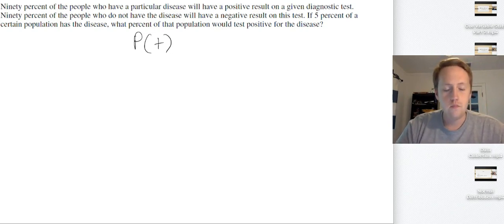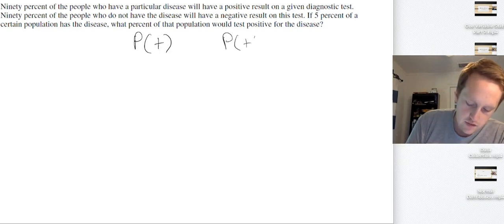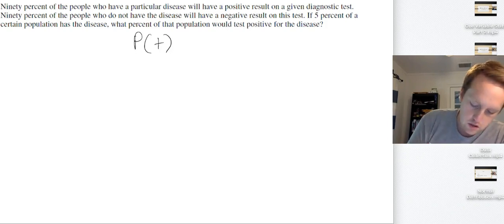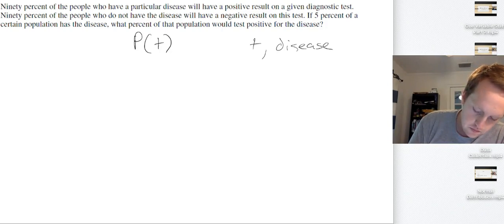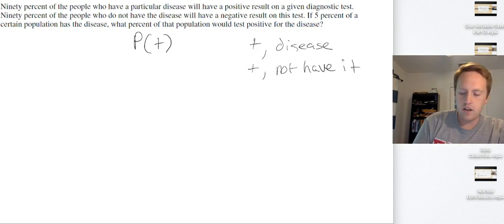Okay, well, there are two ways that you can get a positive result. You can go probability of positive given that you have a positive result and you actually have the disease. You could have a positive result and not have the disease. All right, so those are kind of what you can do. So what we need to do is find the probability of those two things. The probability of positive and disease, probability of positive and not disease.